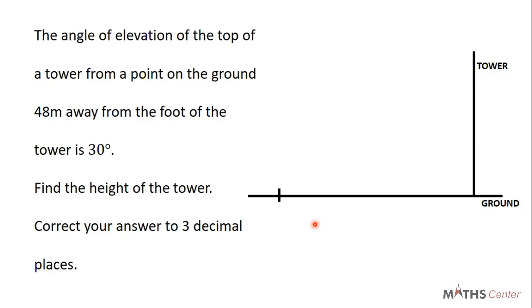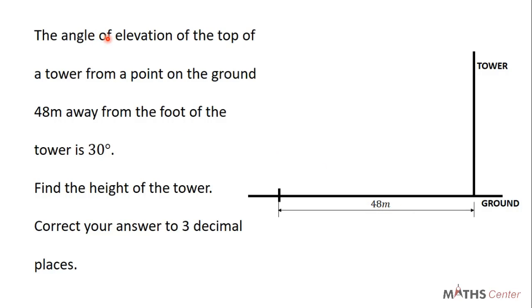So there is this point on the ground. Let's say that this is the point. The question says that this point here is 45 meters away from the foot of the tower. So this is the tower, so here will be its foot. Between this point and the foot of the tower is 45 meters.